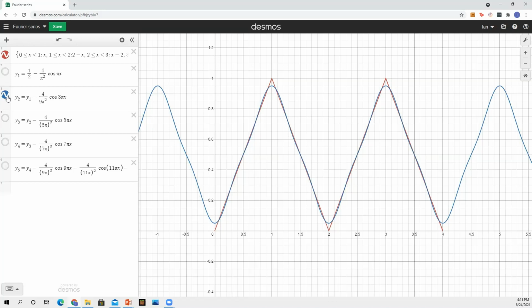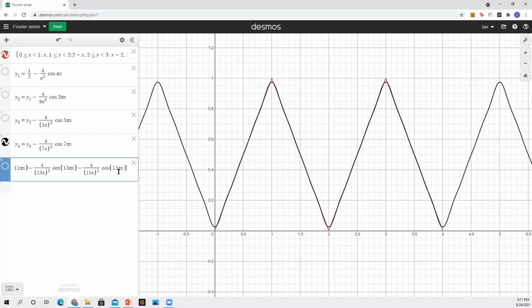Now, what if we add more? Let's add one more function for y3. Again, we can see it's getting closer. And if we go one more again, for y4, it's getting even closer. So now we almost have this point here. It doesn't quite look perfect, but it's getting close. For this last one, I've added not one term but 4 more terms, just to show when we get a good fit. And here we have our final function.